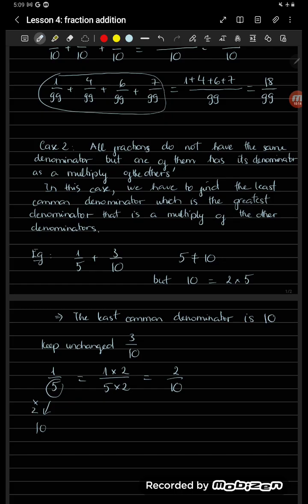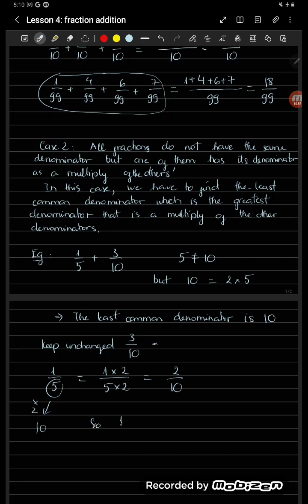Okay, so now the fraction 1 over 5, we change it into a new fraction 2 over 10. 2 over 10 and 1 over 5, they are the same value, because if you simplify 2 over 10, it is exactly 1 over 5, right? So they are the same value, but now we have a new fraction. It has a denominator of 10. And this new fraction 2 over 10 has the same denominator as the second fraction 3 over 10, this one. So now both of them have the same denominator, so we can add them together.